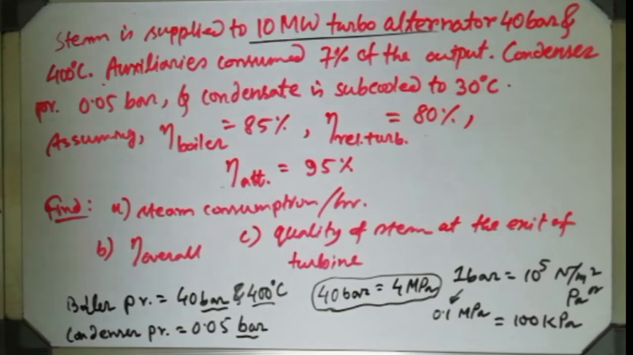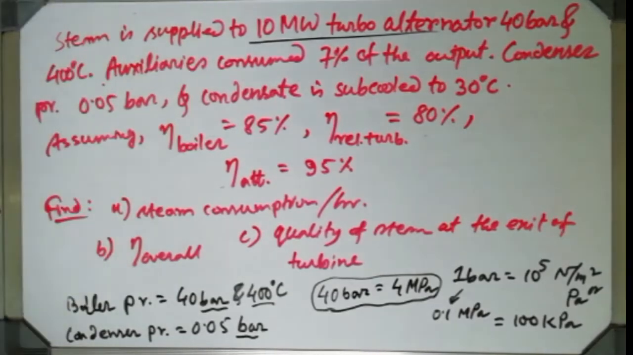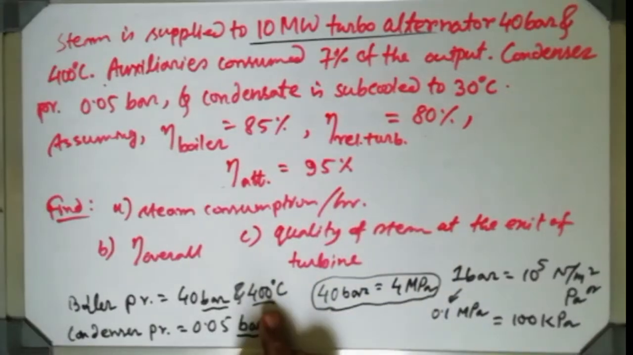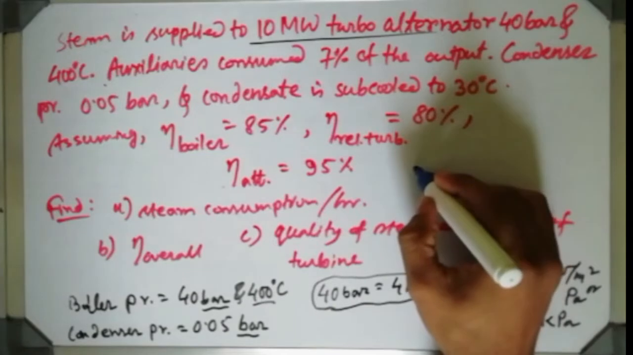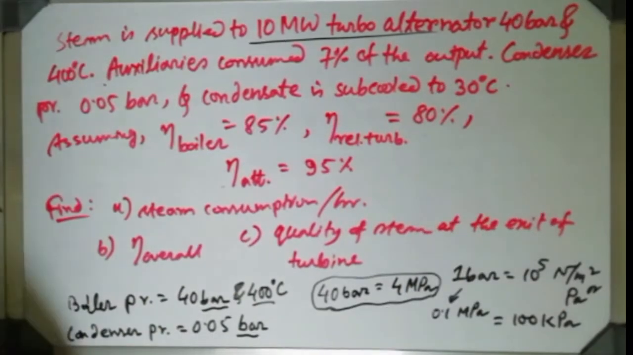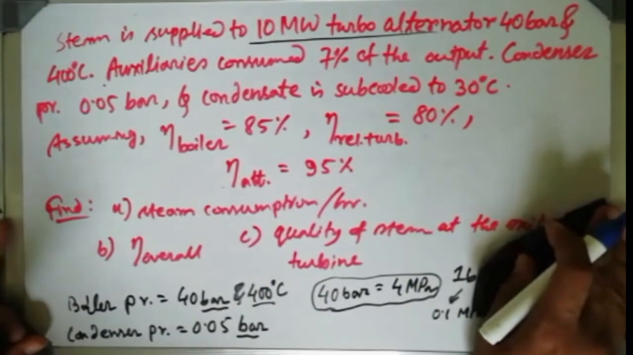That means at 40 bar pressure, the saturation temperature is 250 degrees centigrade. Understood? Now here the temperature given in the problem is 400 degrees centigrade. So from here you can easily understand the state of the steam. I should wipe this board. Can you see the board now?